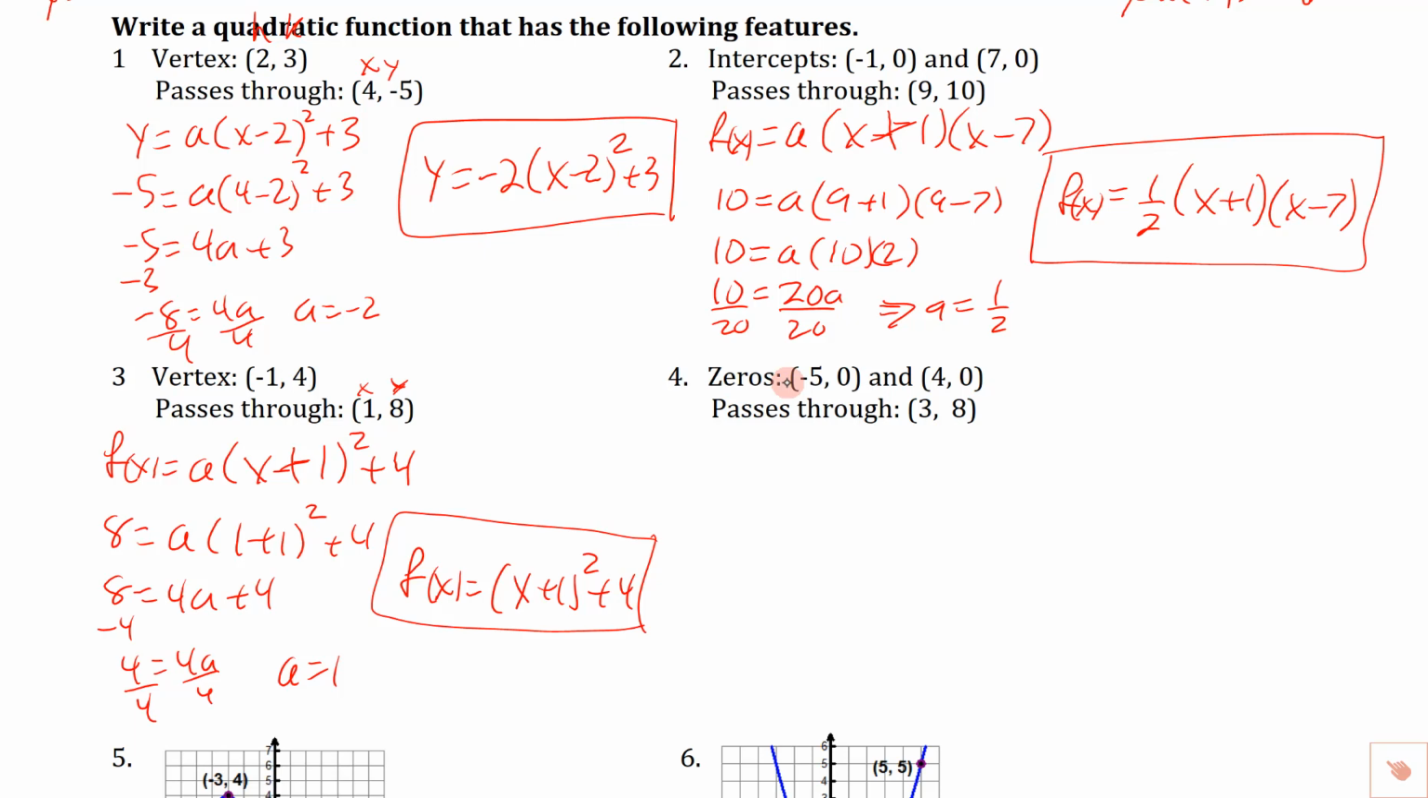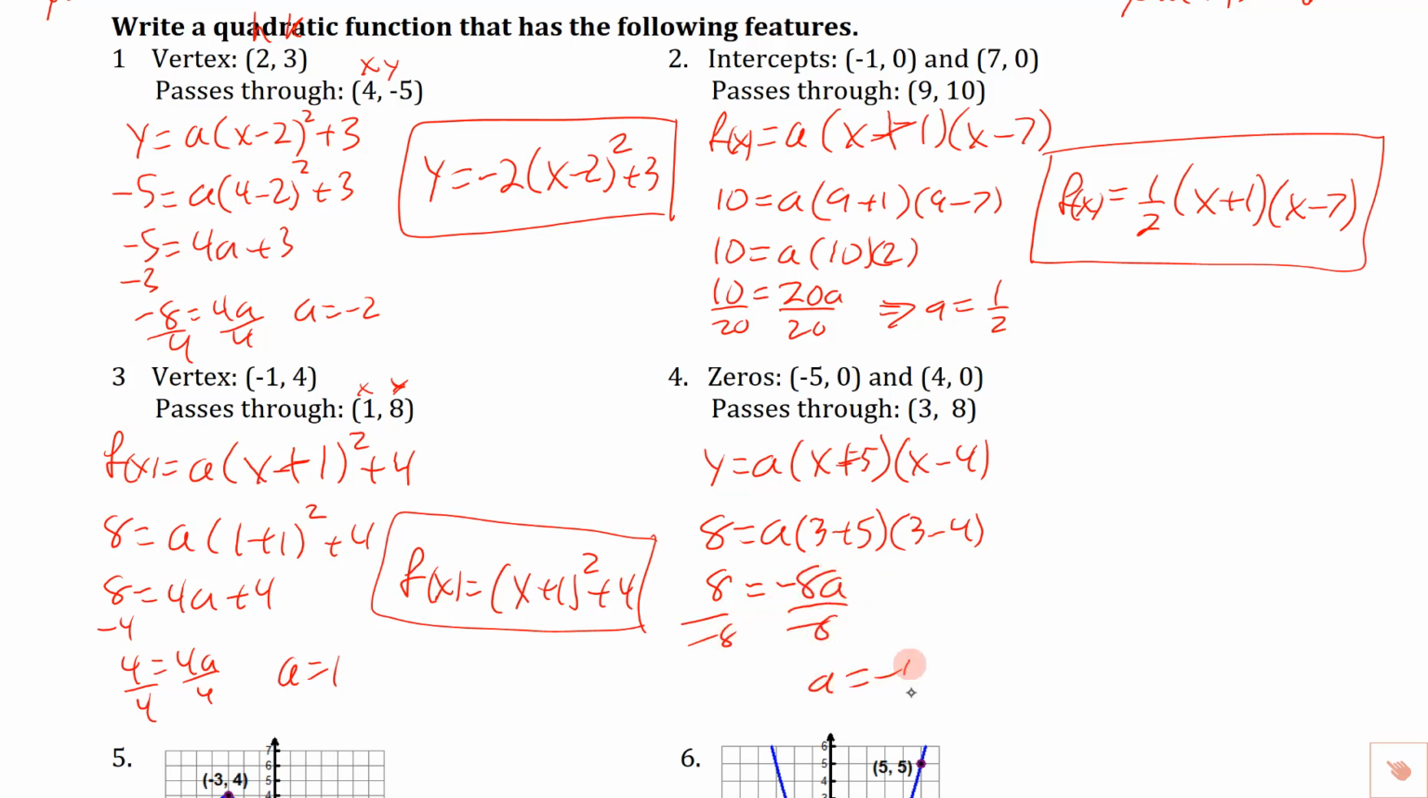And then the next one, we've got zeros. Remember, zeros, x-intercepts, roots, all those are the same thing. So this is going to be y equals a times (x minus minus 5) and (x minus 4). So let's see what we get when we plug these in. This is going to be 8 equals a times (3 plus 5)(3 minus 4), so 8 equals 8 times negative 1, so this is negative 8a. Divide by negative 8, and we get a equals negative 1.